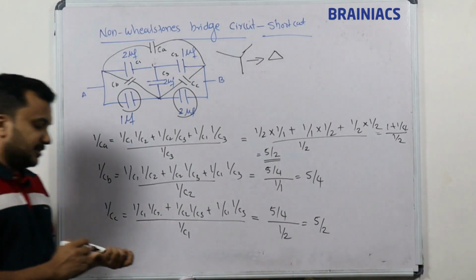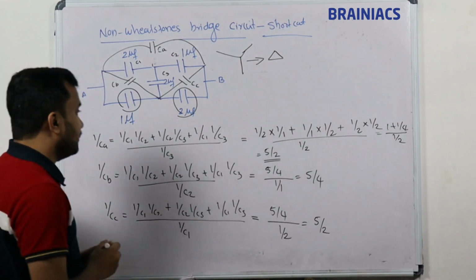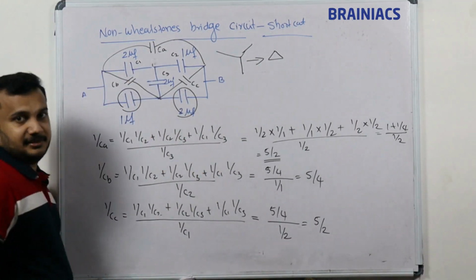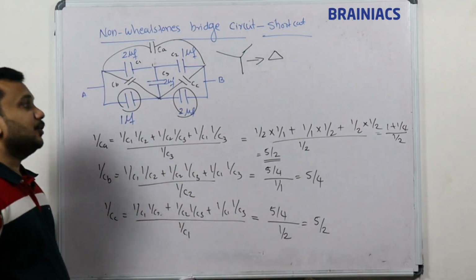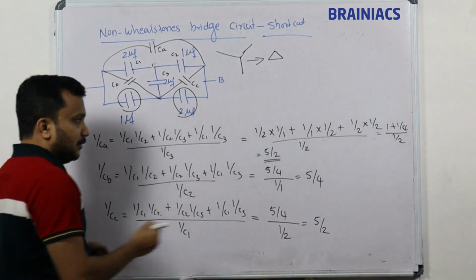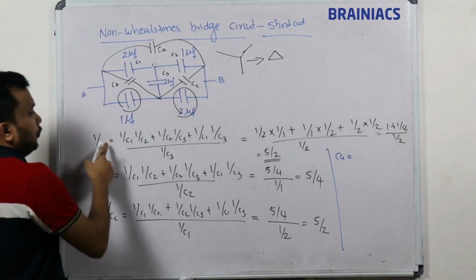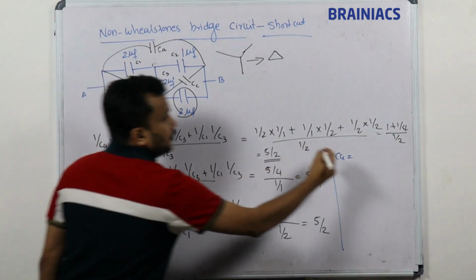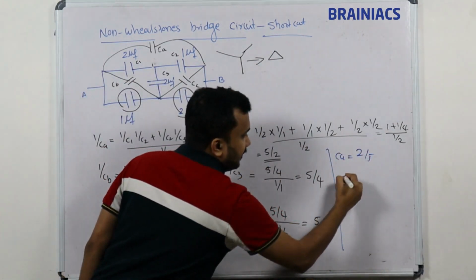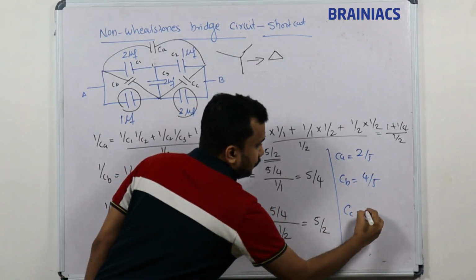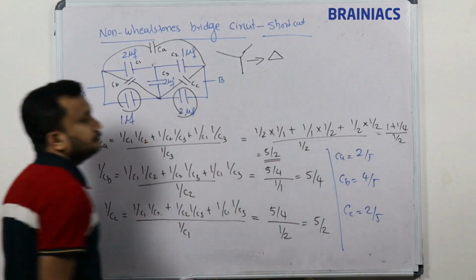Now this is a very common mistake every student makes. Now you are getting 1 by CA. You are not getting CA. So to get CA, you need to invert these values. So that's what we are going to do. You got 1 by CA equal to 5 by 2, so CA is equal to 2 by 5. And CB is equal to 4 by 5. And CC is equal to 2 by 5.